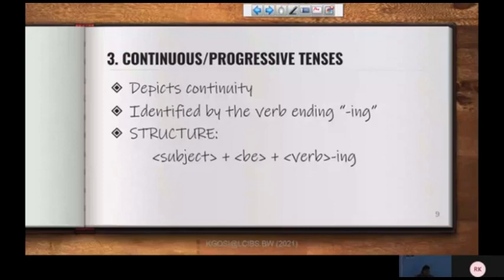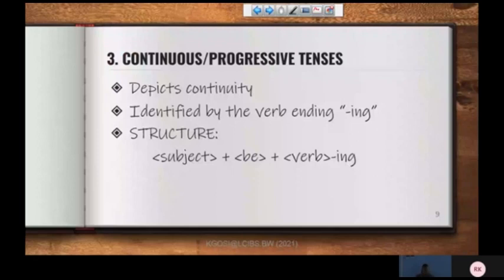So this is the structure. We have the subject. Subject, if you remember from the previous lesson, is the actor, the main entity that's doing the action. That's the subject. Followed by the verb be. The be here, if you remember from the previous lesson again, is in an infinitive state, but there are different forms of be, like was, or is, or been, are, am. Those are different forms of be, depending on what the subject is.